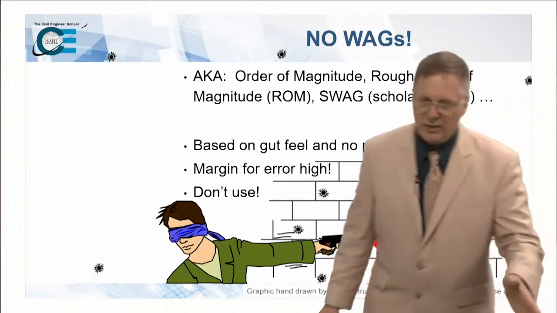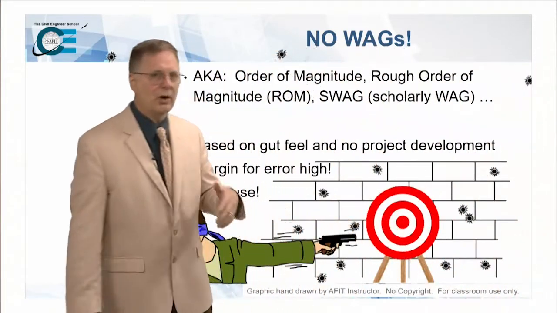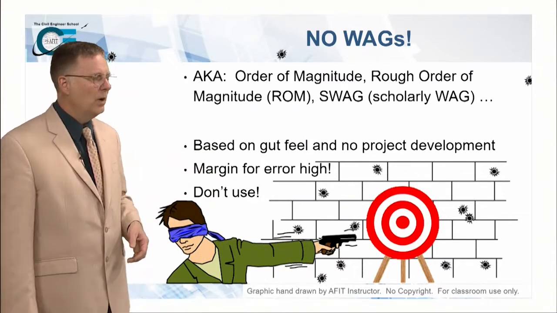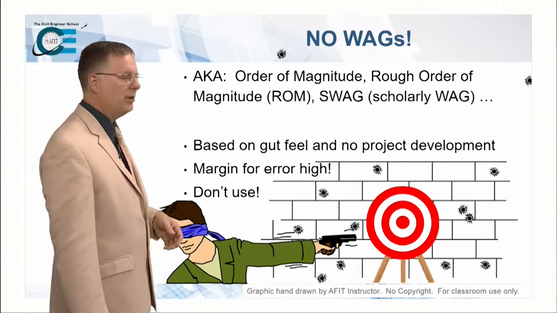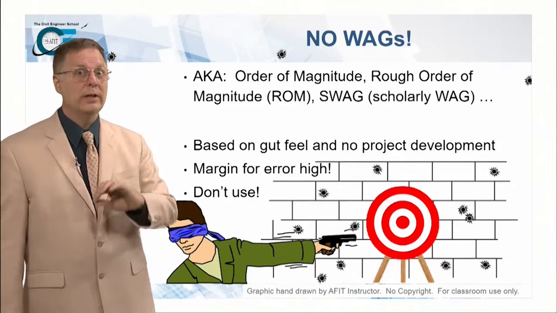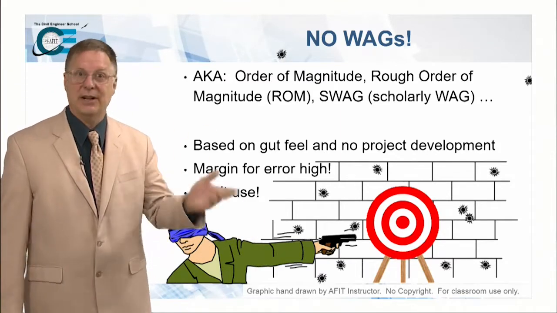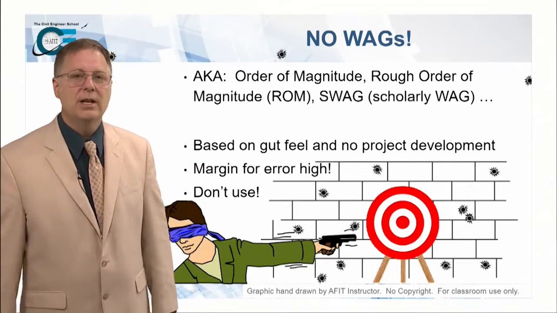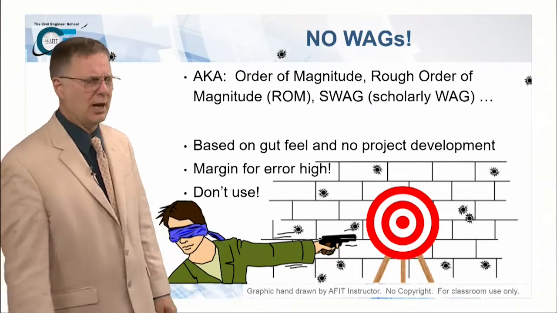Now, at this point in time, somebody says, well, what we saw on that previous chart is a WAG, right? All right. What about WAGs, Tom? Well, you can call these things a number of different terms, and I've actually seen them written in policy, and they call them a lot of different things: order of magnitude, rough order of magnitude, ROM estimates. You might hear the term SWAG, which is a scholarly WAG.